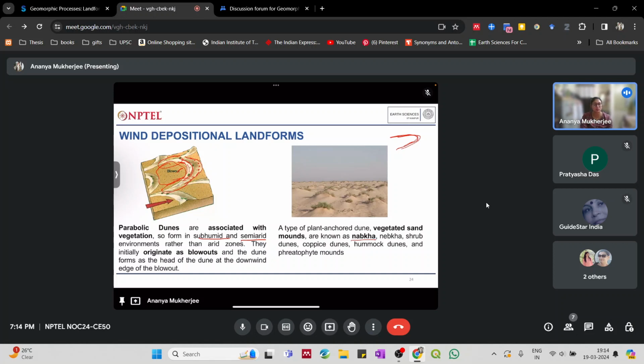Now the next one is called Nabkha. These are hammocky in nature, and most of the crests of these dunes are held on by the vegetation that is present. These are plant-anchored dunes, and again these can also form in semi-arid environments.